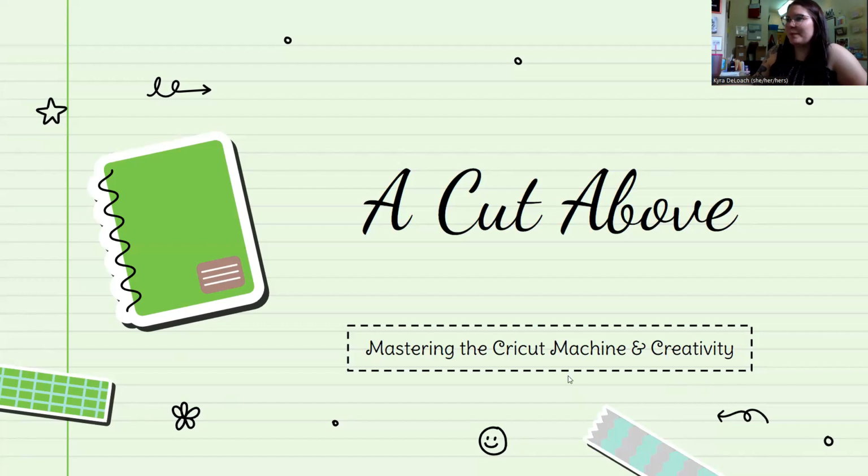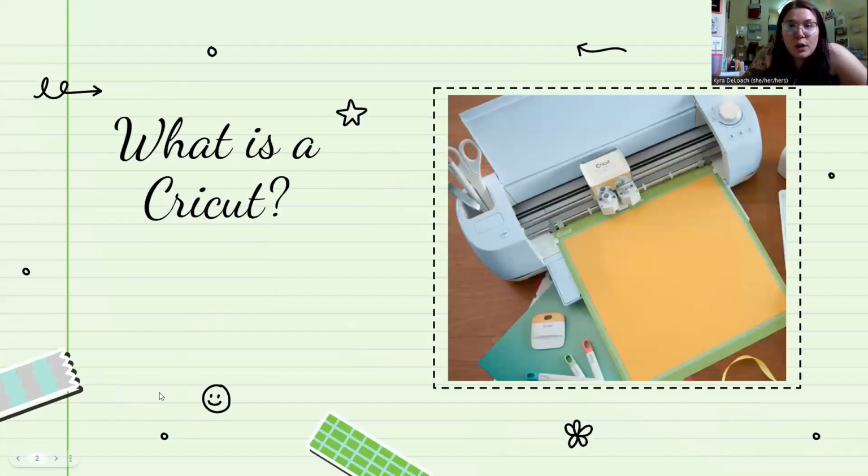Okay, so first and foremost, what is a Cricut? So the Cricut is a cutting machine. It can cut different materials like paper or vinyl, sticker paper. Some of them can even cut wood and fabric.